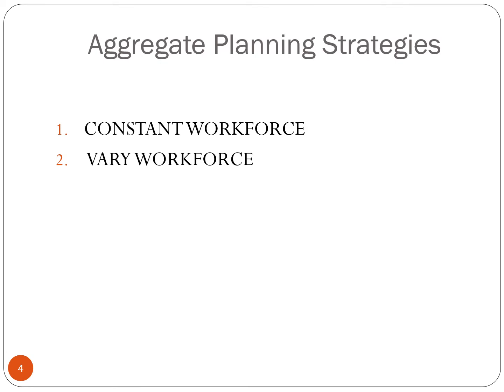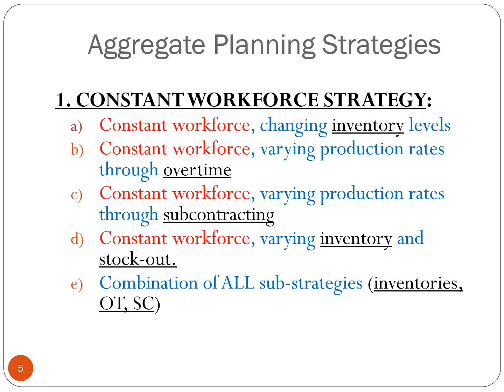There are two strategies commonly used to prepare aggregate plan. First is constant workforce strategy, and the second one is vary workforce. So these two are the main strategies that we are going to use for our syllabus. So let's look at the meaning of each of these main strategies in the next slides. The constant workforce strategy first.